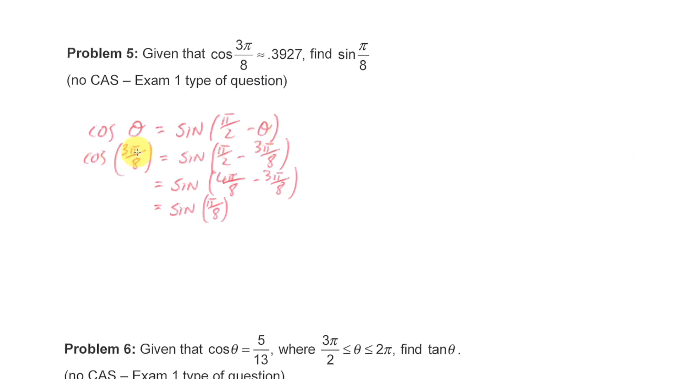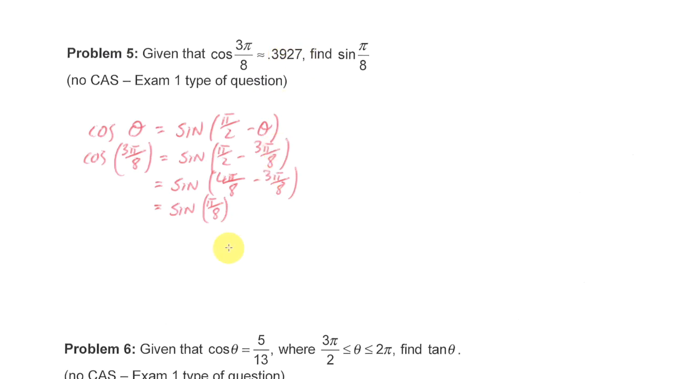So we wanted cos of 3 pi on 8. That's going to be the same thing as taking sine of pi on 2 minus 3 pi on 8. Pi on 2 is the same thing as 4 pi on 8, you can see that there. And so that ends up being sine of pi on 8. So what I've shown here is that sine of pi on 8 is exactly the same as taking cosine of 3 pi on 8.